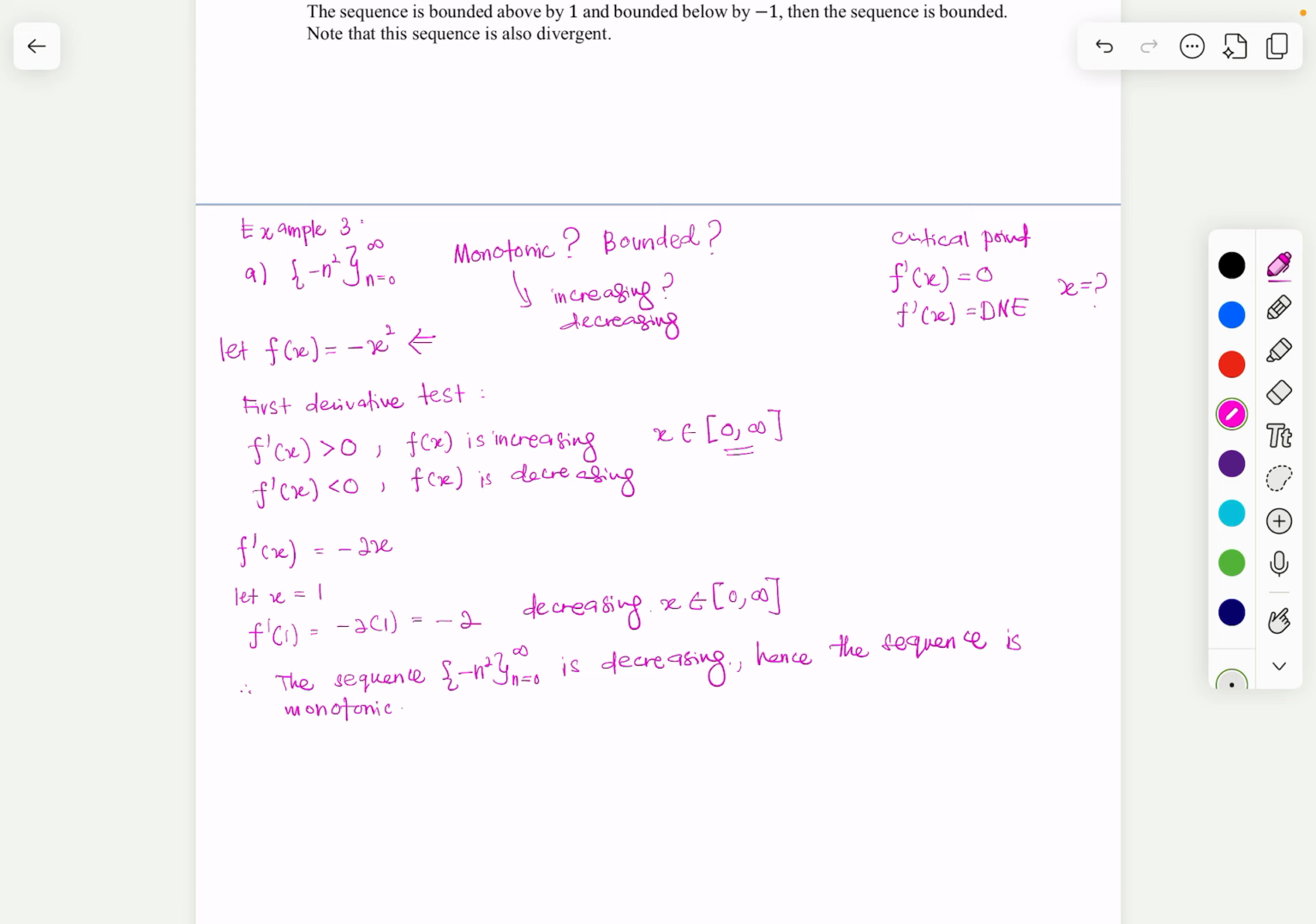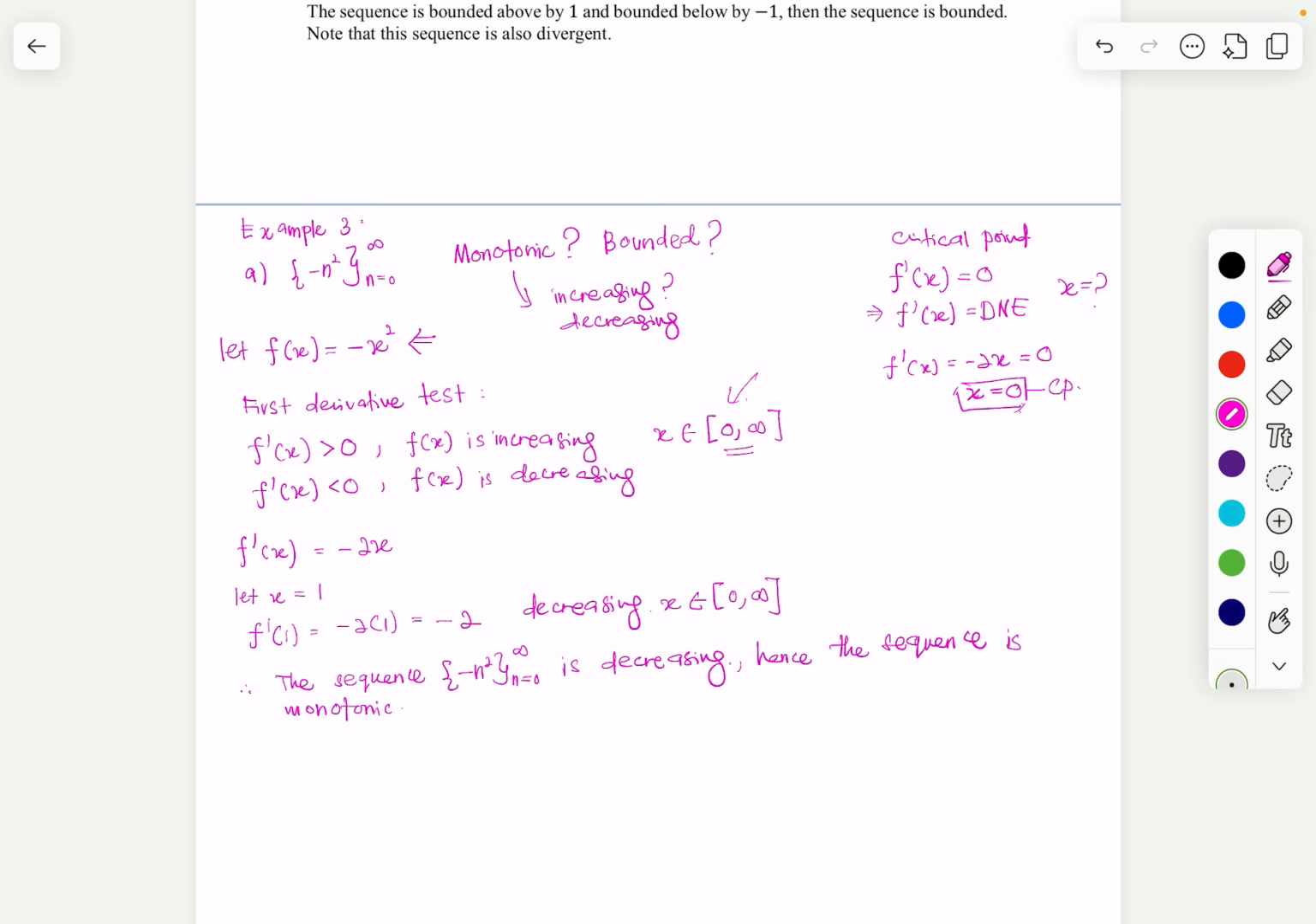In this case, if you equate the first derivative, negative 2x, equals 0, then you get x equals 0. So x equals 0 is the critical point for the function. Or you can check where the derivative does not exist, but this function always exists, so the second condition is not applicable. So x equals 0 is the critical point. But it doesn't matter, because the interval for the sequence starts from 0 to infinity.